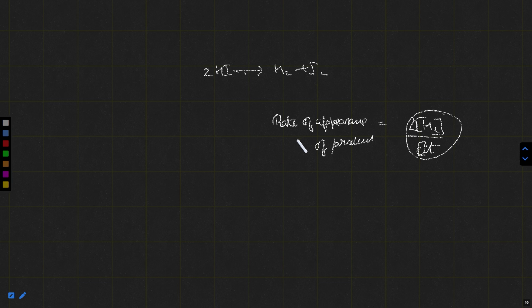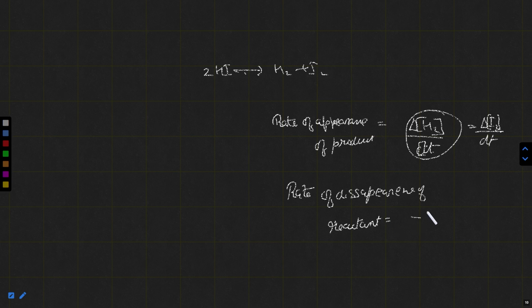Then this is the rate of appearance of product. One more product is there, delta I2 by dt. Now the rate of disappearance of reactant would be simply the change in concentration of HI divided by delta t, without any stoichiometric coefficient. So this is the thing.